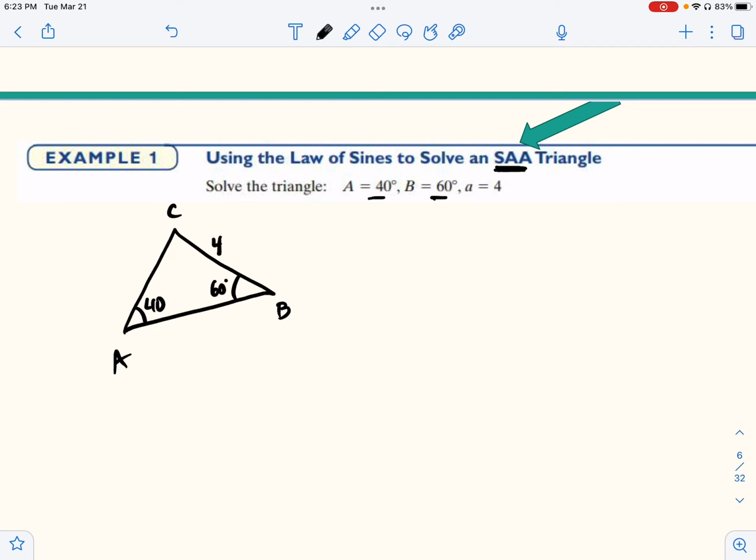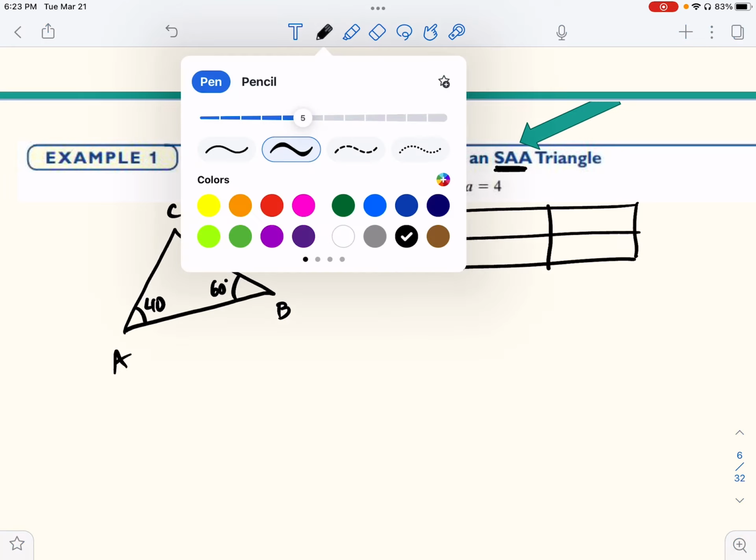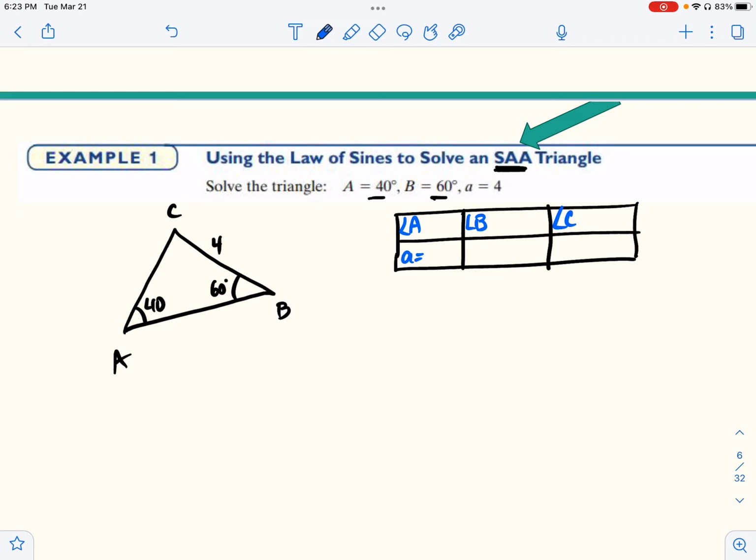And then side A is 4. So this is the information given. When it says solve the triangle, like I discussed in class, we're basically trying to find all of the missing sides and angles. A is 40, B is 60. C is what we're trying to find. A is 4, B and C are what we're trying to find.